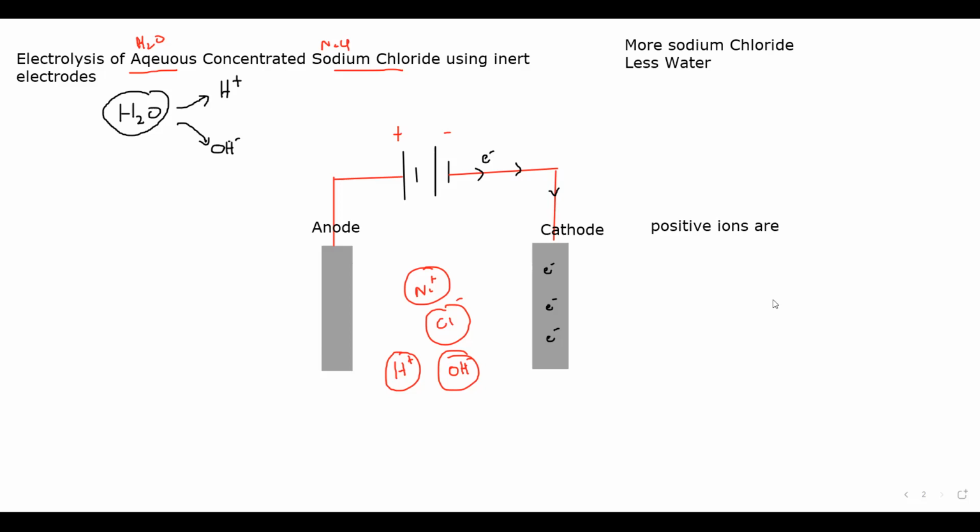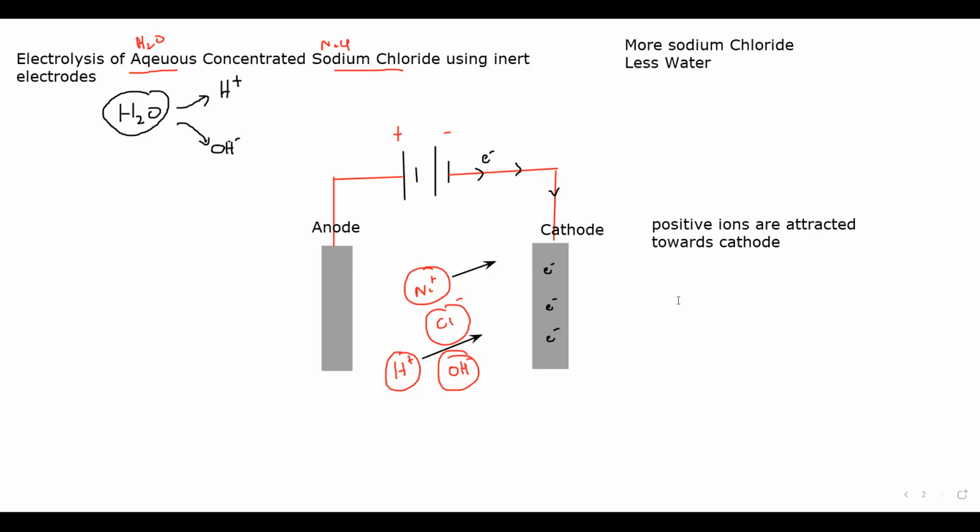So the positive ions are attracted towards the cathode. But the problem here: how many positive ions are there? There is a sodium ion and there is a hydrogen ion. So both ions are attracted towards the cathode. Sodium ion is attracted, hydrogen ion is also attracted, but which ion will discharge and which will not? Both of them cannot convert into atoms, because one of the ions can move easily compared to the other.